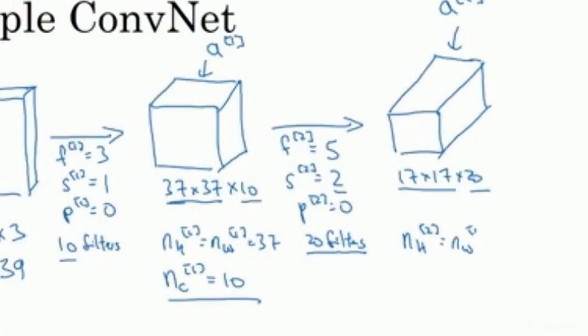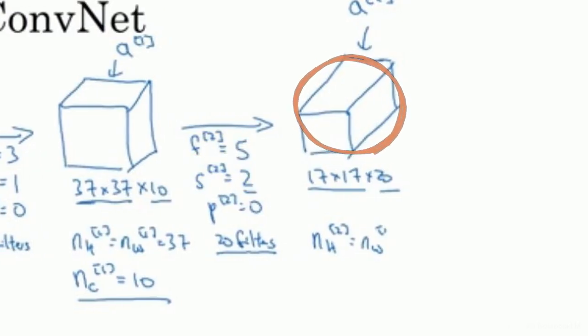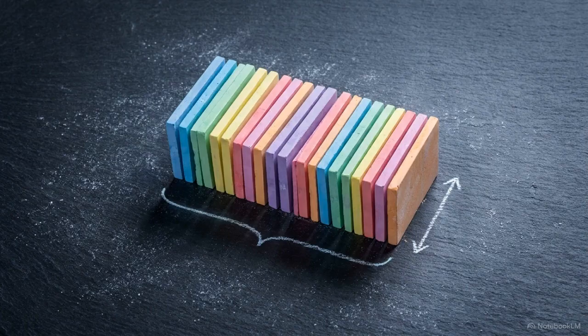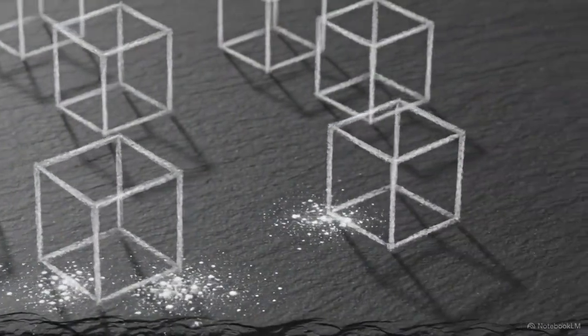Moving to the second transition, the spatial dimensions aggressively compress from 37 down to 17. The critical variable here is the stride of 2. 37 minus 5 for the filter size, divided by that stride of 2, plus 1, dictates the 17 by 17 output. Simultaneously, the depth expands from 10 channels to 20, strictly because 20 independent filters were applied in this layer. A convolutional neural network is a chain of rigid dimensional transformations.